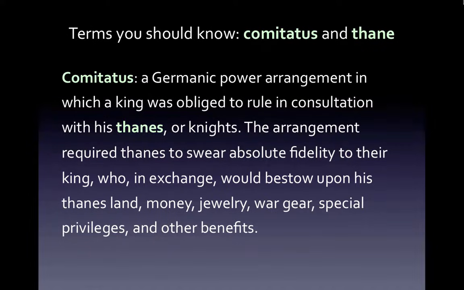Comitatus was, in a very real way, the glue that held Anglo-Saxon warrior society together. It bound the king to each of his thanes, it bound each of the thanes to the king, and it bound each thane to his fellow thanes. Each one worked for the well-being and the benefit of the nobility class, and for the well-being and the benefit of the tribe as a whole.